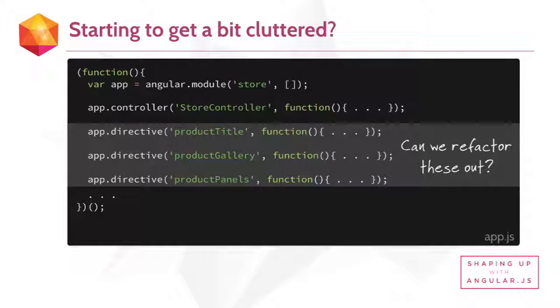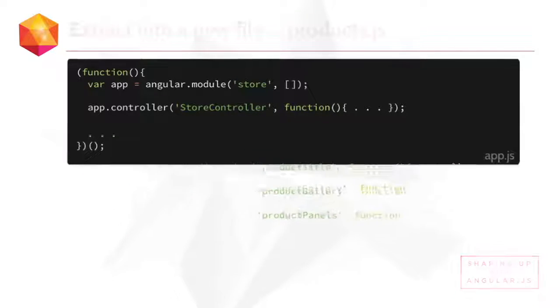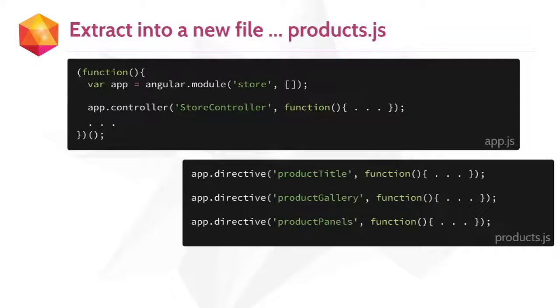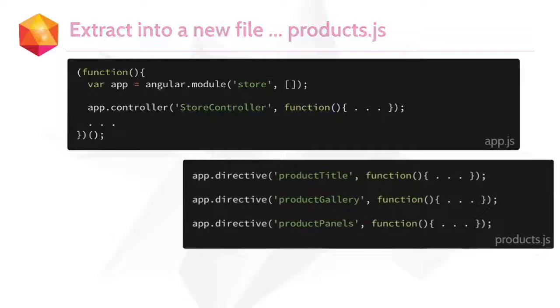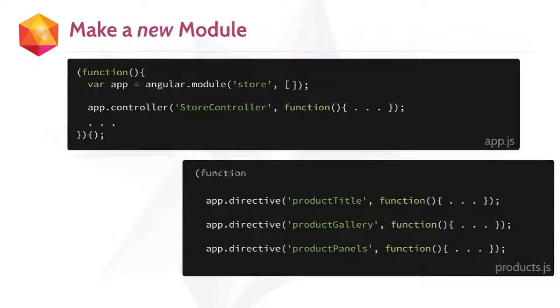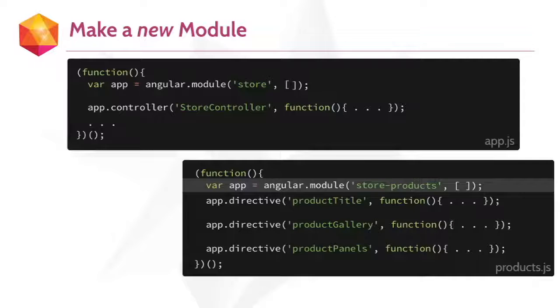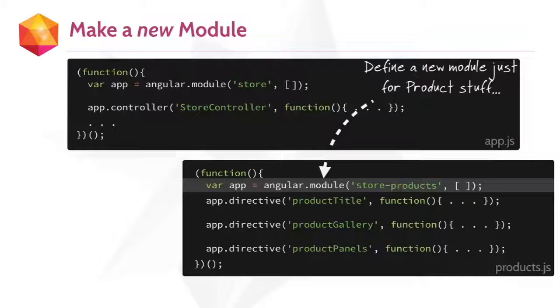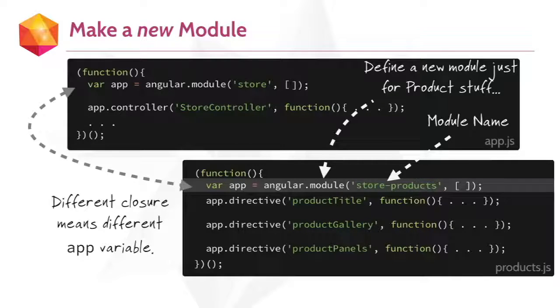The first step here is to pull out, let's say, all of our product-related directives into the products.js file. Here, we're going to wrap it in its own closure and then define app equals Angular module, declaring a new module just for product things, and then specify the module name of store-products. There's nothing magical about the module name here. We just decided to call it store-products because it's the products which belong to the store.